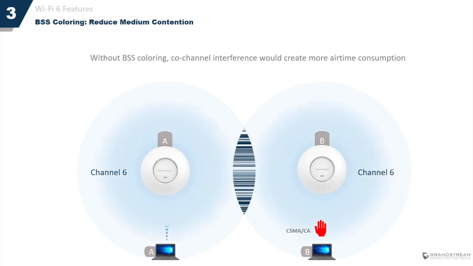With overlapping BSS here, access point B is picking up the frames sent by computer A, even if it belongs to a different BSS, which causes the access point B and computer B to put off their data transmission. This happens because the wireless standards prior to Wi-Fi 6 did not include any identifier of the BSS in the data transmission.